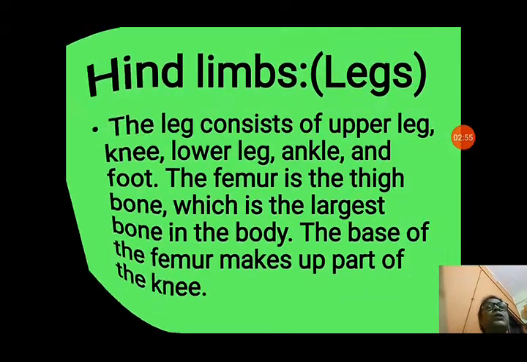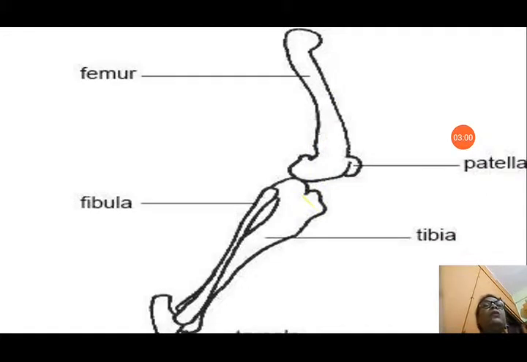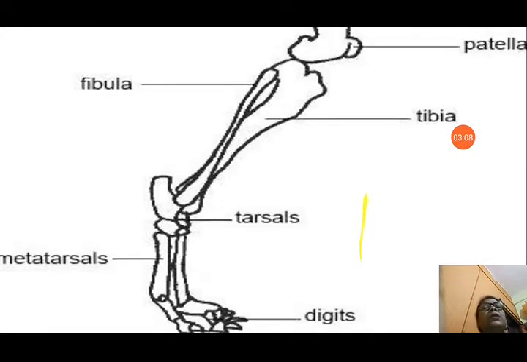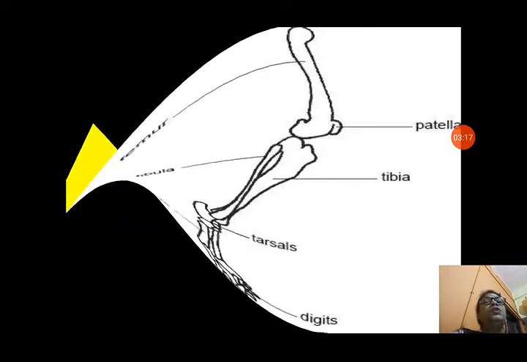Let us see the picture. In this picture, we can see there is a long thigh bone that is known as the femur. After that, 2 bones, one thick and one thin, the tibia and fibula. After that, tarsals, metatarsals and digits form the ankle and the toes. This is the picture of the leg.